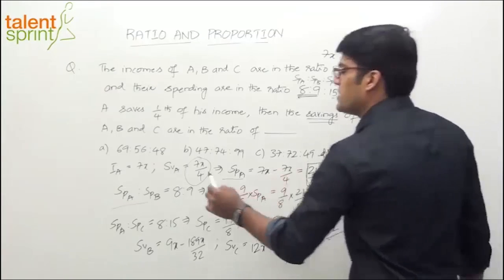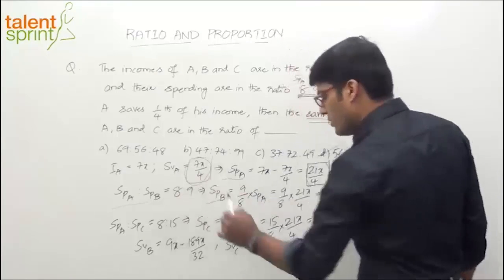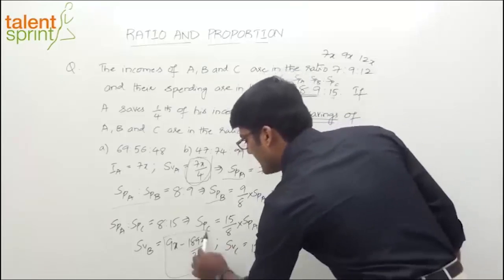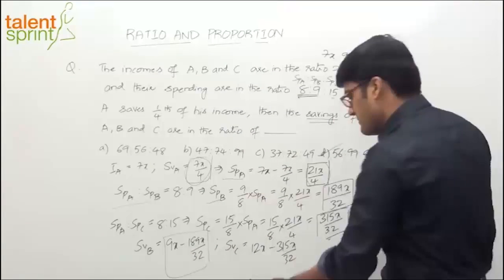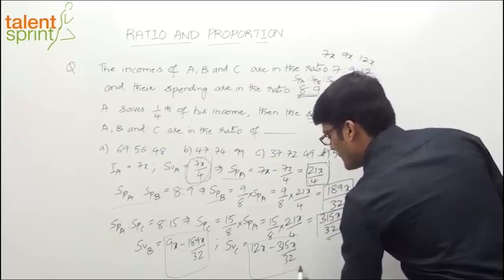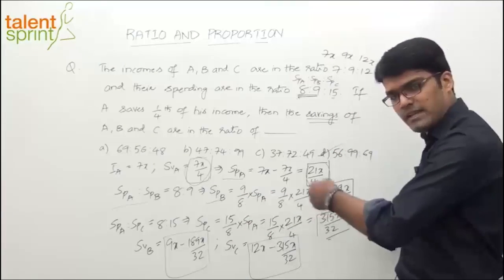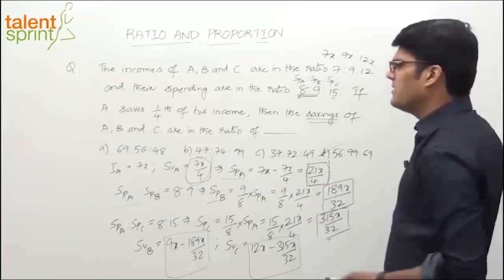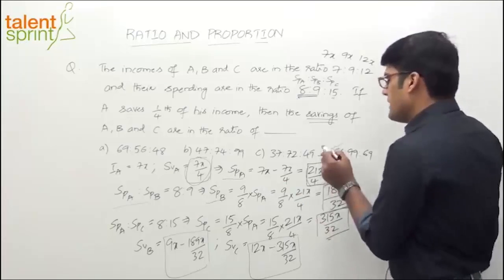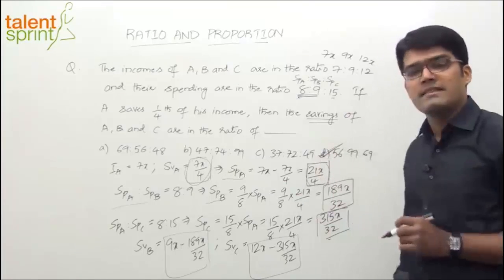So now you need to take the ratio of this. Savings of A 7x by 4, savings of B 9x minus 189x by 32, which has to be simplified further, and savings of C is 12x minus 315x by 32. Simplify all this, take the ratio like we did, x gets cancelled, simplify it and you'll get the answer. Right? Answer anyway is option D, 56 is to 99 is to 69.